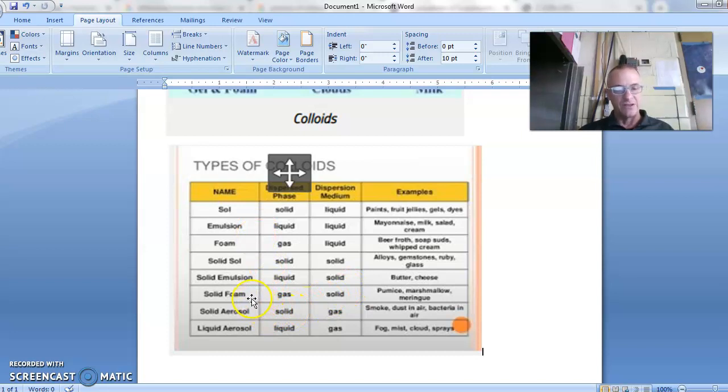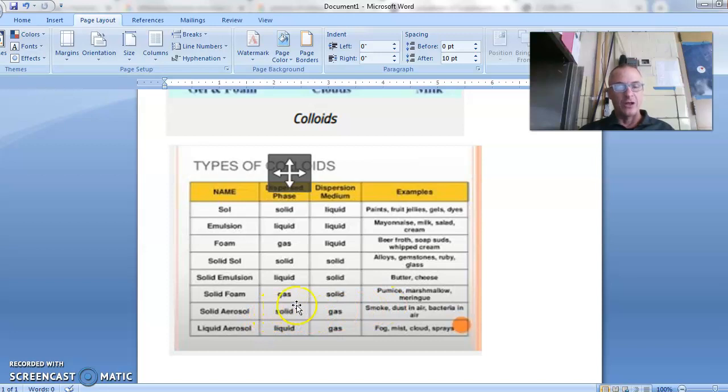Solid foam. What is a solid foam? That would be when gas is within a solid, such as pumice. If you've seen that stone, pumice. Marshmallows actually have gas dispersed within the solid. And lemon meringue. What is a solid aerosol?